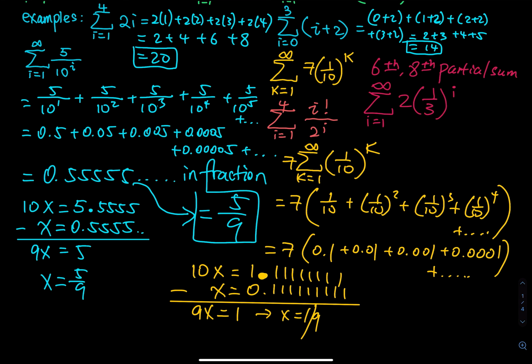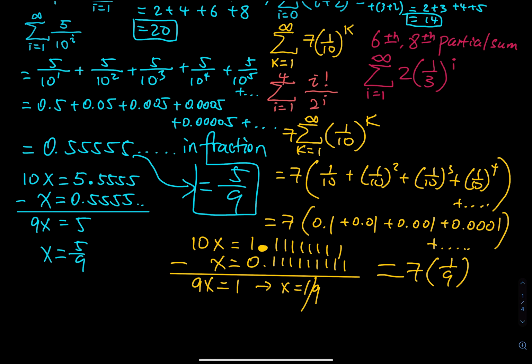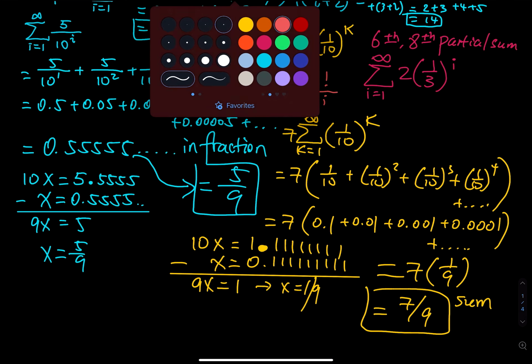Then as a result, this is 7 times 1 over 9, and the sum is just equal to 7 over 9. This is the sum, not infinity. So that's why this problem is so interesting, and I have to discuss this problem in my video. Okay, 2 problems left. Let's do it.